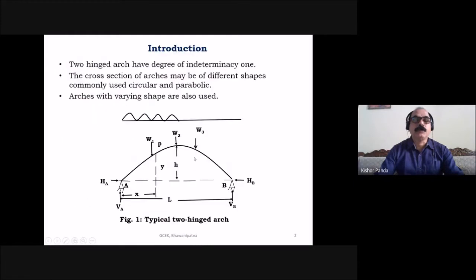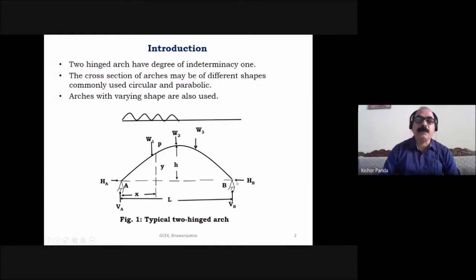Here you see the two hinge arch is an indeterminate structure. Why is it indeterminate? It is indeterminate to one degree. Because at hinge A there are two forces, horizontal HA and vertical VA. Similarly at hinge B there are also two forces, HB and VB. In total, there are four forces.